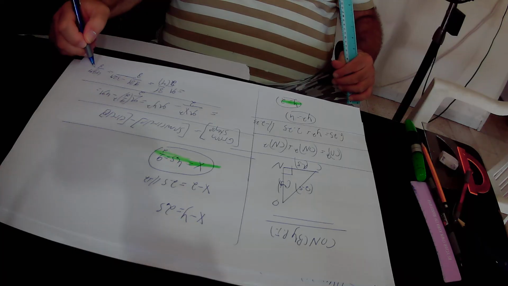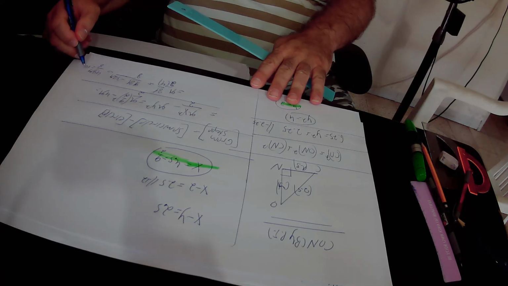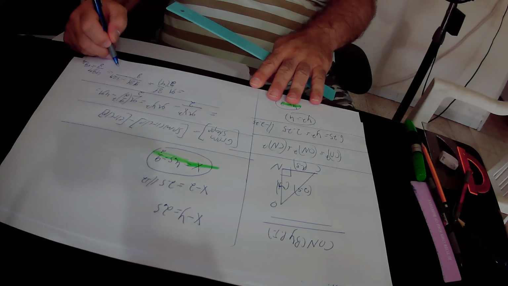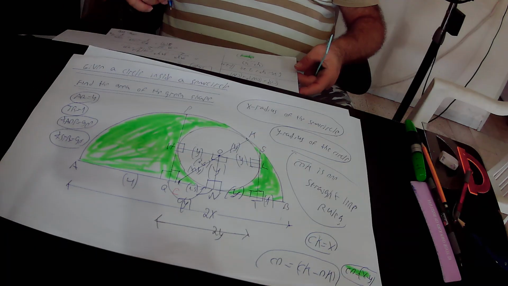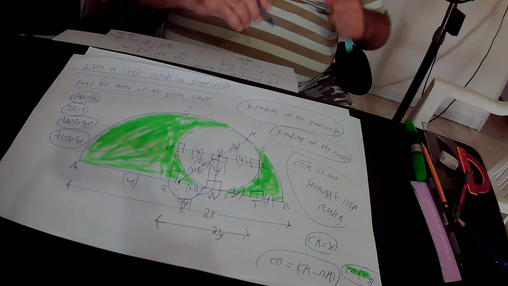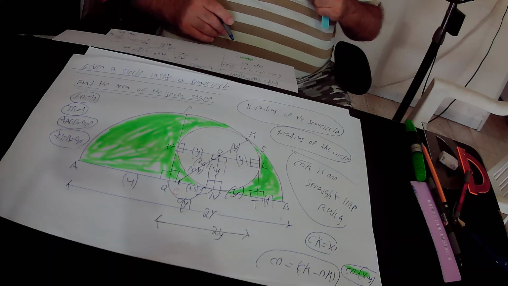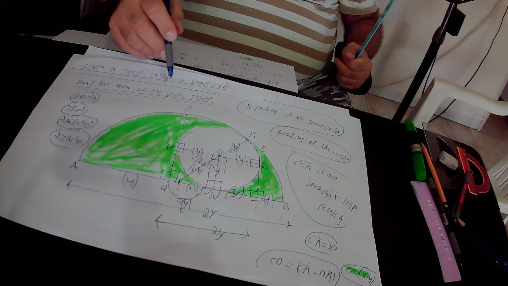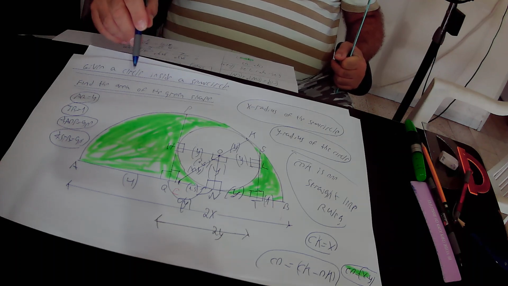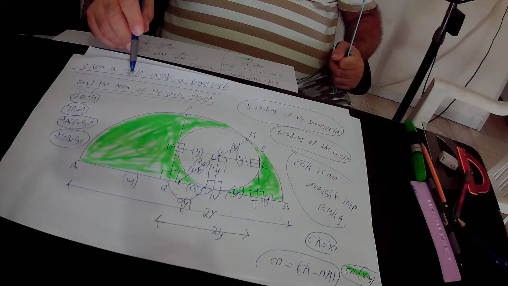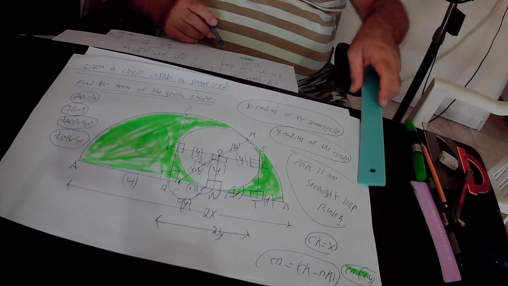49 pi over 8 is 19.24 square units in its size. So, repeat again: we found that the area of this green shape, the area we are looking for in this question, is either 49 pi over 8 square units, or in terms of numbers, 19.24 square units in its size. So we finish with the first question.